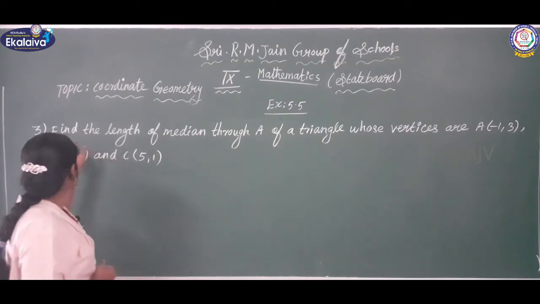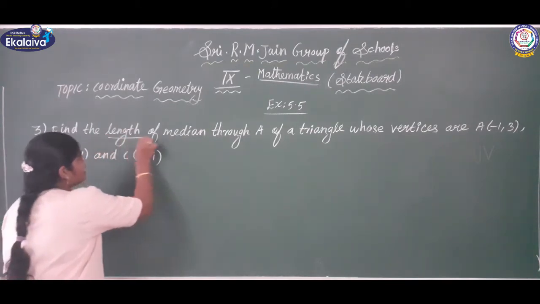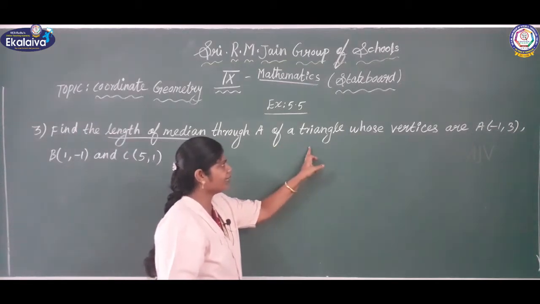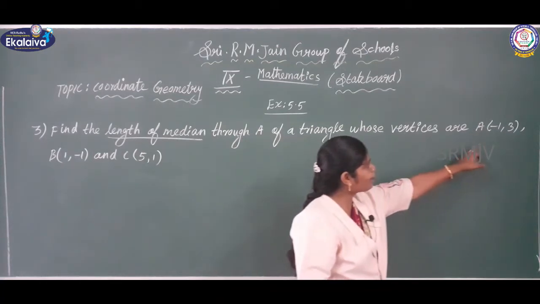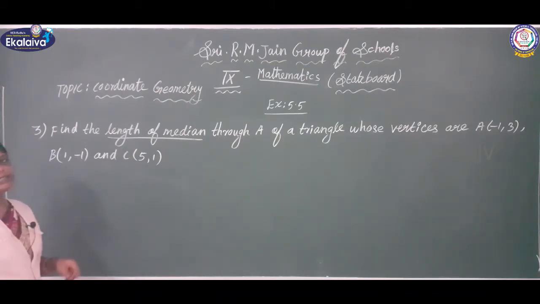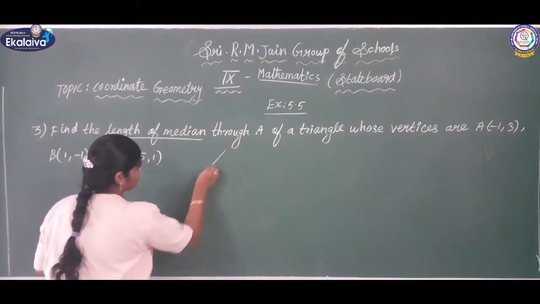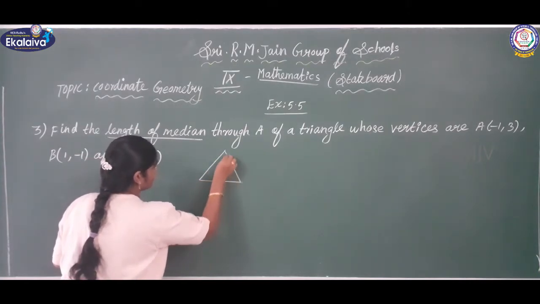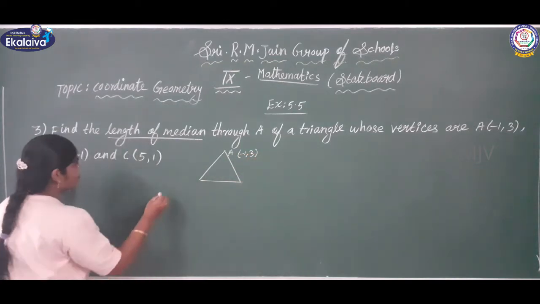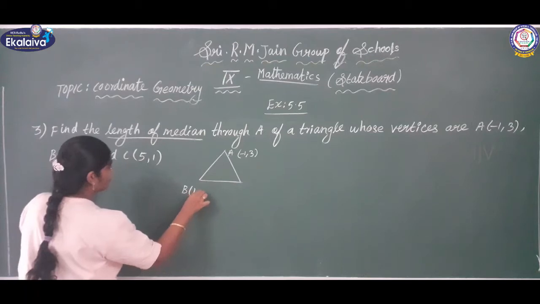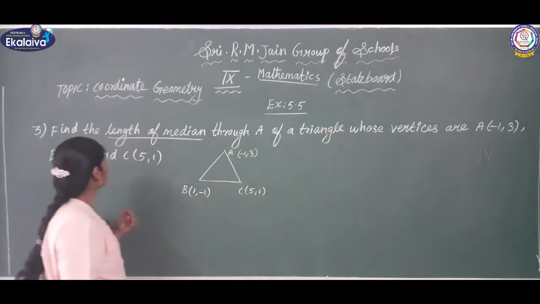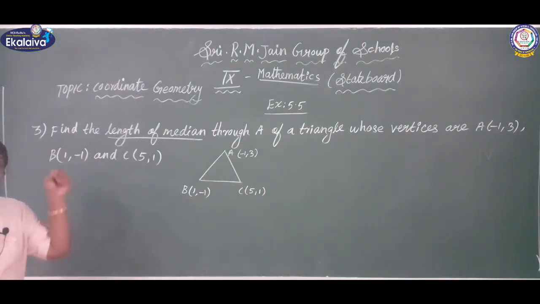The next one, third question. Find the length of the median through A of a triangle whose vertices are A(-1, 3), B(1, -1) and C(5, 1). A triangle, the vertices are given. So we need to find out the length of the median through A.